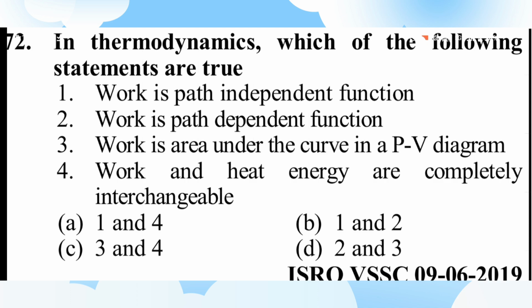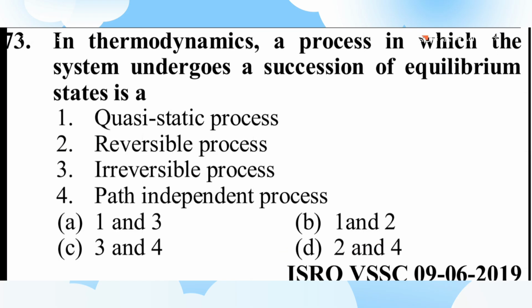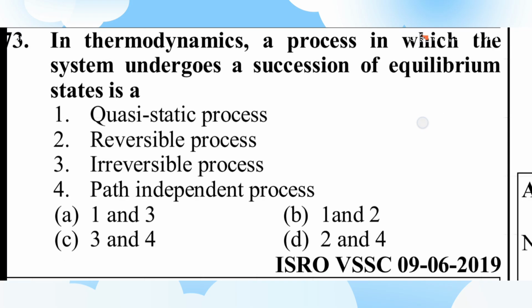Next question, friends: in thermodynamics, which of the following statements are true? वर्क इज पाथ इंडिपेंडेंट फंक्शन नहीं, वर्क इज पाथ डिपेंडेंट फंक्शन, टू में तो राइट है। वर्क इज एरिया अंडर द पीवी डायग्राम, यस। Work and heat energy are completely interchangeable, no. 2 and 3 is the answer, D. Next question: in thermodynamics, a process in which the system undergoes a succession of equilibrium states is a quasi-static process, reversible process, irreversible process, path independent process. Quasi-static and reversible process is the answer.